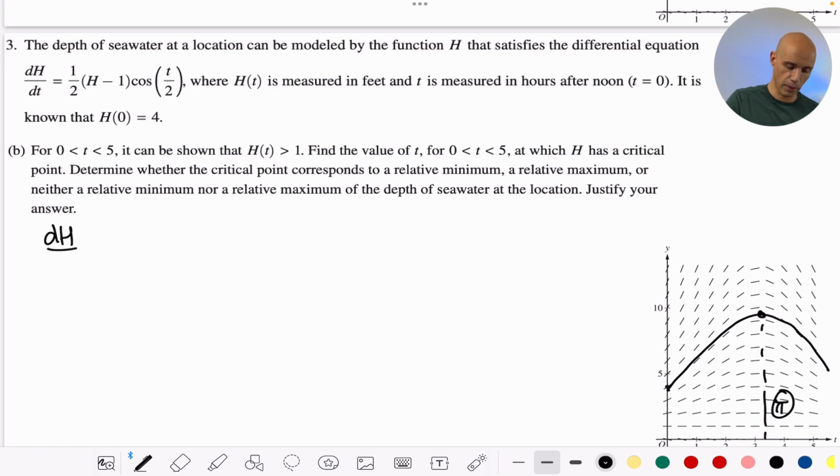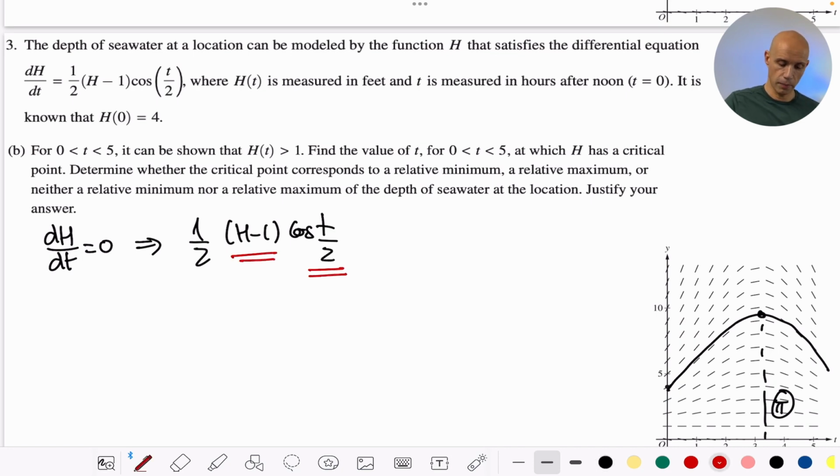First of all, remember a critical point. You do the derivative equal to 0. So you're going to solve this equation. And it has 2 terms, right? It has like this term here, and then this term here. Now, because of this condition, this is different from 0.